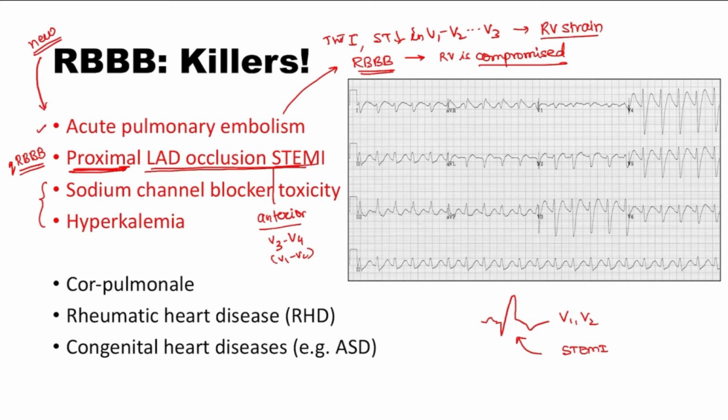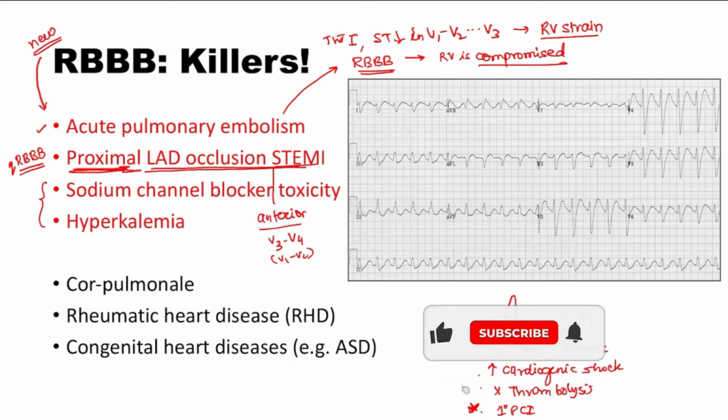How does it really make a difference? A larger area of myocardium is at risk, so these patients are at high risk of development of cardiogenic shock. These patients really do not do very well on thrombolysis and should be prioritized early to a primary PCI. So it's very crucial to recognize the proximal involvement of the left anterior descending, and picking up an RBBB can really make a difference in that patient's particular outcome.